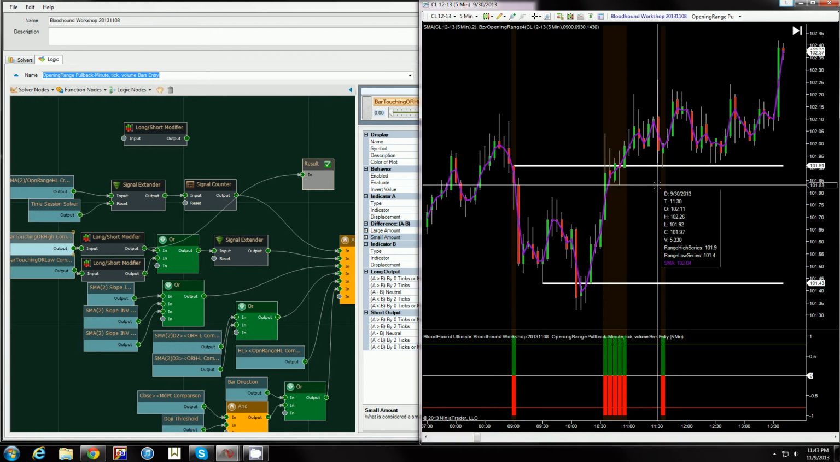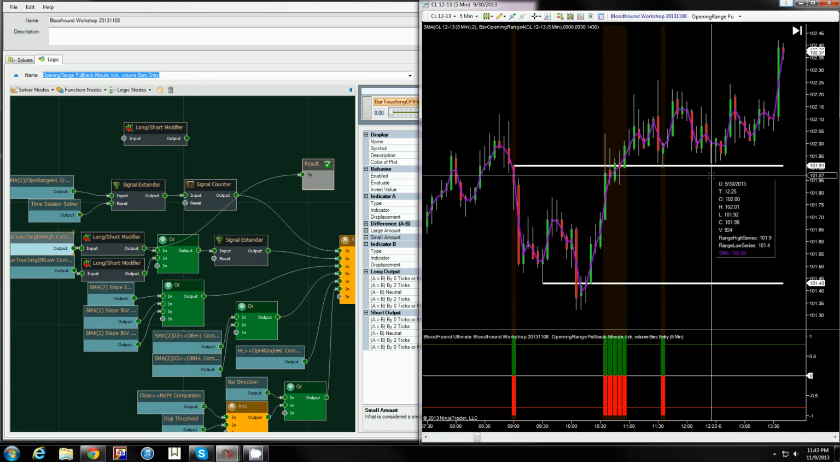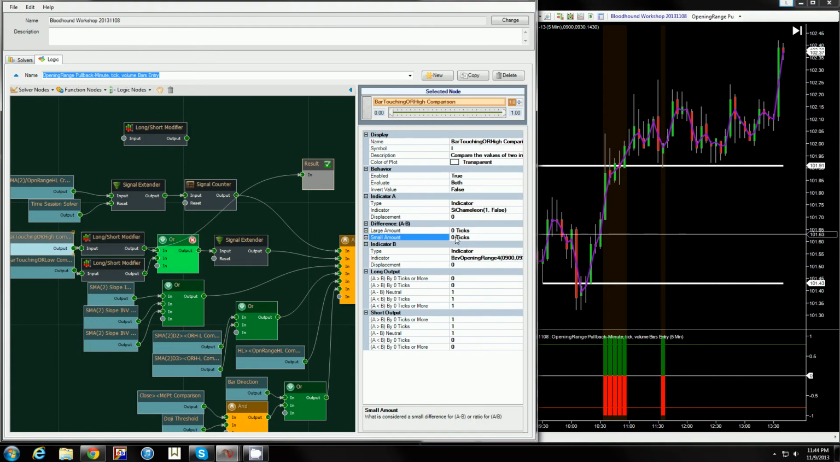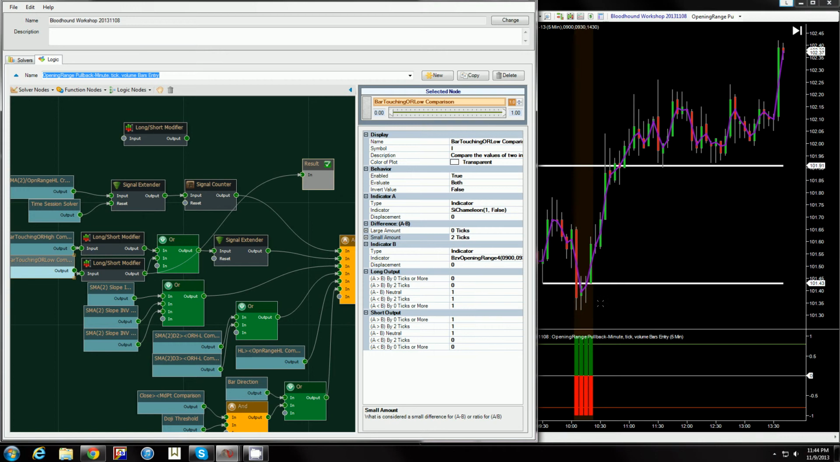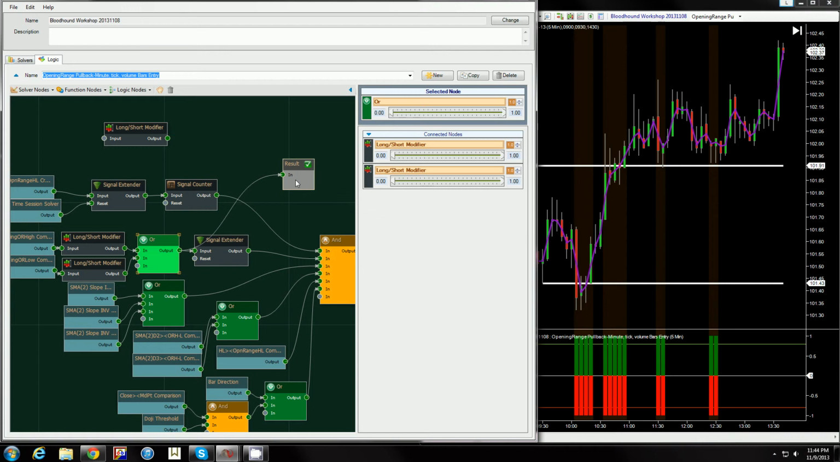Low is 92. Opening range high is 90. So we'll put 2 ticks back in there, and then we'll highlight those bars. And this is the opposite for the opening range low. Do we have bars touching? Yes, right there. So either or. We want to highlight when both happen.